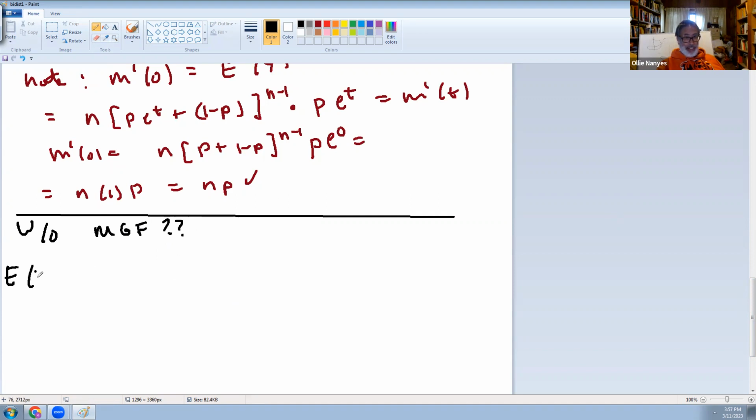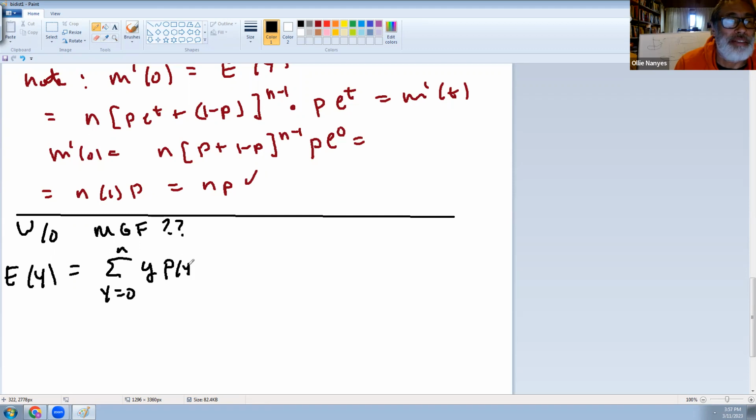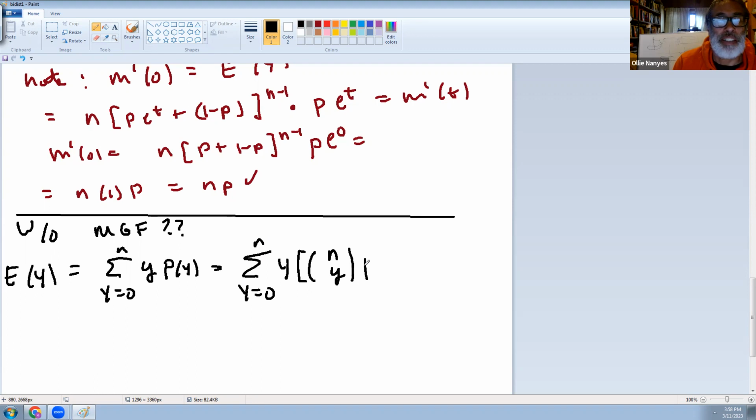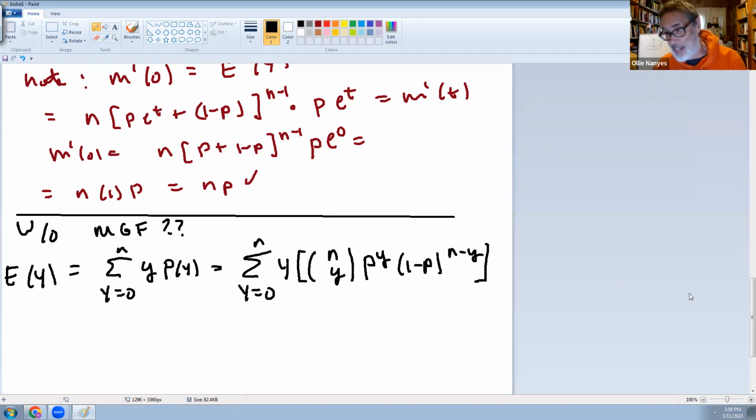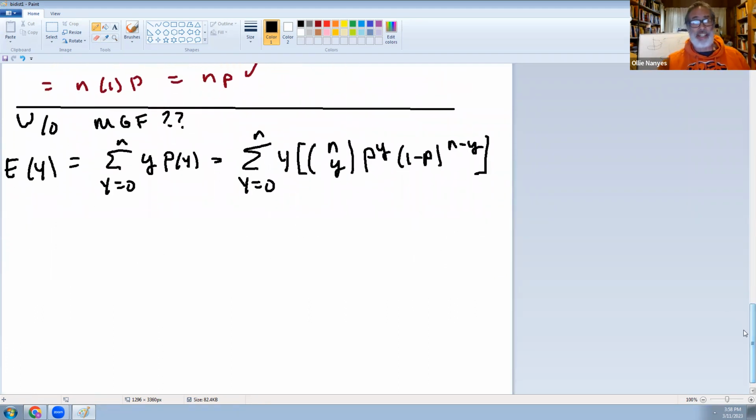Let's calculate this directly. And the reason I want to do this is this gives you a nice little combinatorial thing. This is going to be the sum of y equals 0 to n of y p to the y, which equals the sum for y equals 0 to n of y times n choose y, p to the y, 1 minus p to the n minus y. Okay, let's box this up here. Now this is a nice combinatorial trick that I think is somewhat underrated.